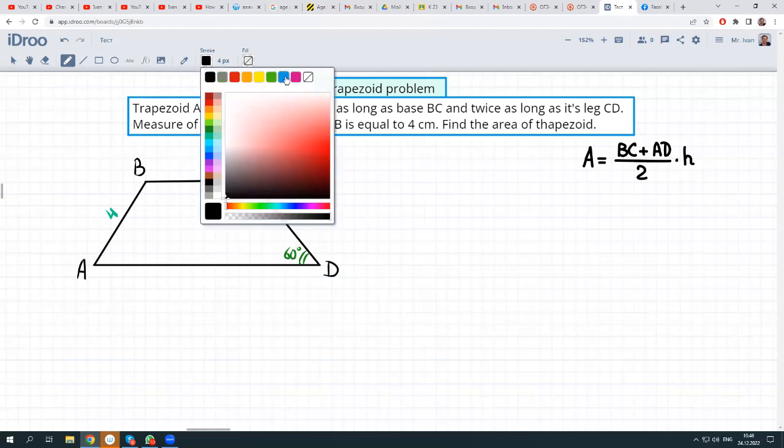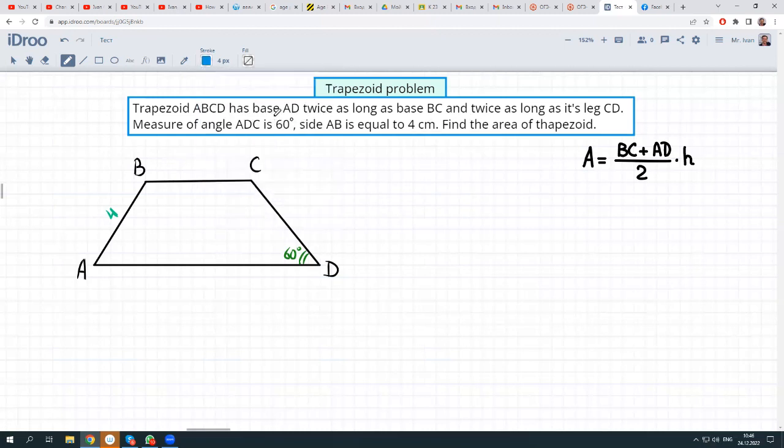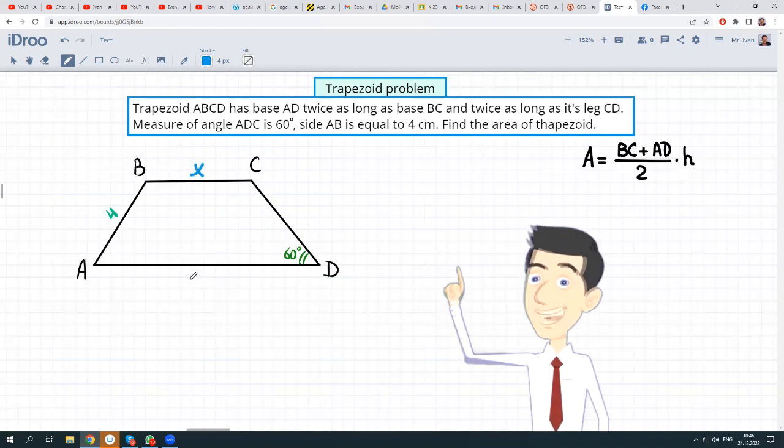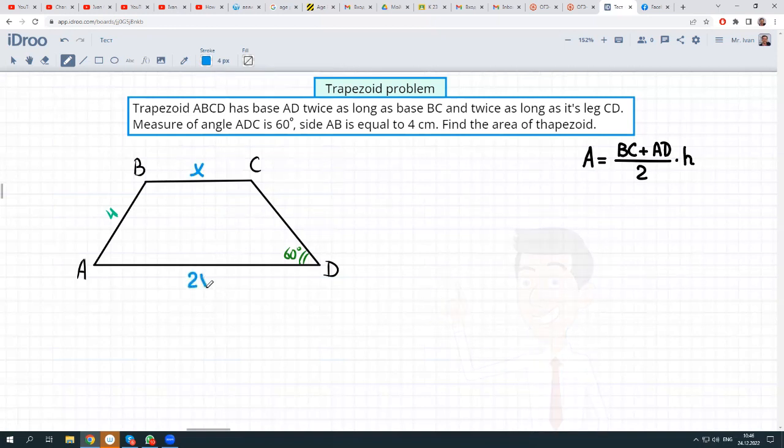Here we have information that base AD is twice as long as base BC. Okay, if it's twice as long, I'll call base BC x and base AD 2x. It's kind of obvious step to make. Okay, if so, what else could we do? Also, it's said that the leg CD is twice as less as AD, or AD is twice as long as CD, means CD is also x. Not so bad. Already looks like something is given to us.